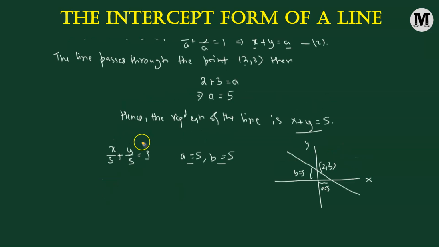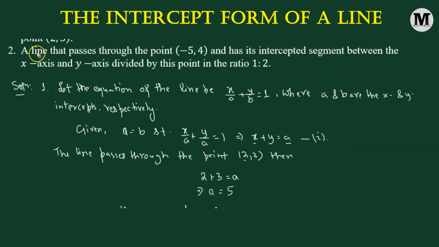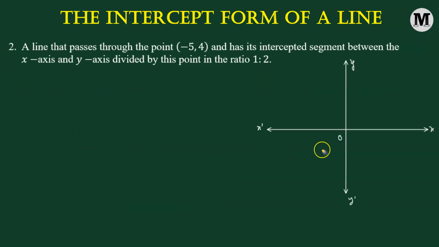Okay, now let's move on to the second problem. We need to find the equation of a line that passes through the point (-5, 4) and has its intercepted segment between the x-axis and y-axis divided by this point in the ratio 1:2. To begin with, we're going to consider the xy coordinate plane. Now let us plot the point (-5, 4). Let us suppose we consider this as the point P that corresponds to the coordinate value (-5, 4).